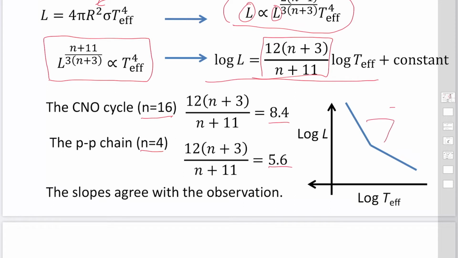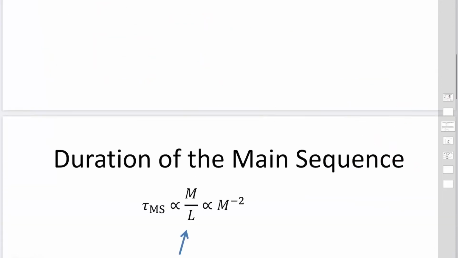If you remember the HR diagrams of the open clusters, we have two slopes. The higher slope corresponds to the CNO cycle, and the shallower slope corresponds to the PP chains. So we can explain two slopes of the main sequence stars.